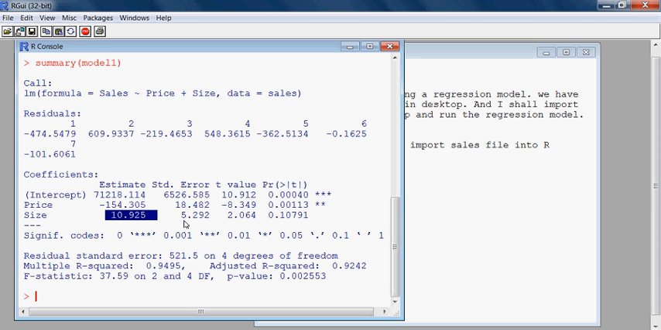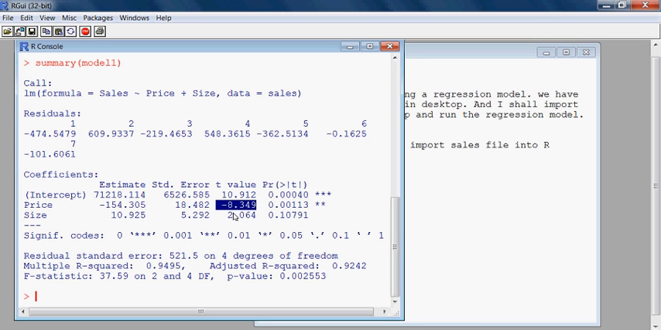In the case of size, 10.92 is the coefficient, 5.29 is the standard error, 2.064 is the t value, and 0.1079 is the probability value or p value. Now the question is how to get this 2.064. I can get it by dividing 10.925 by 5.298, which gives 2.064.